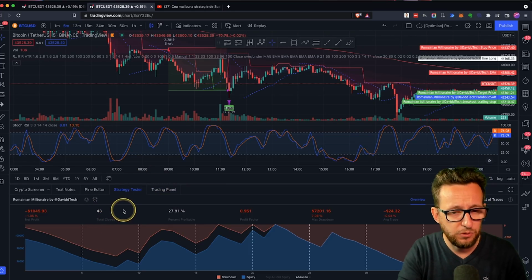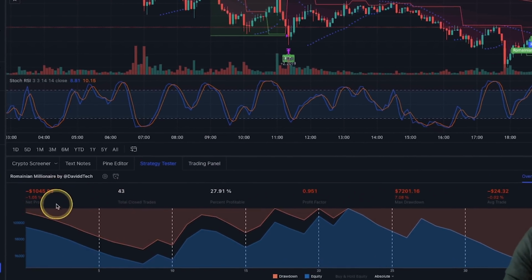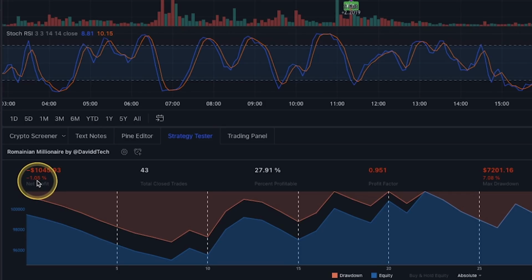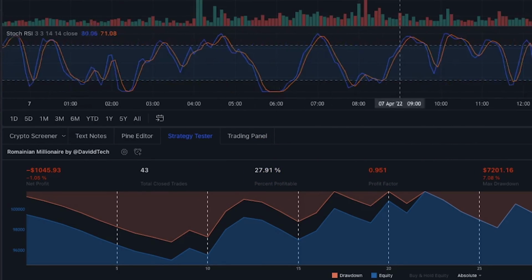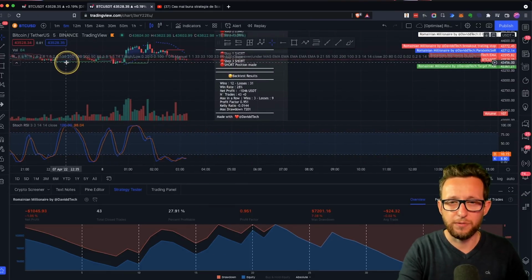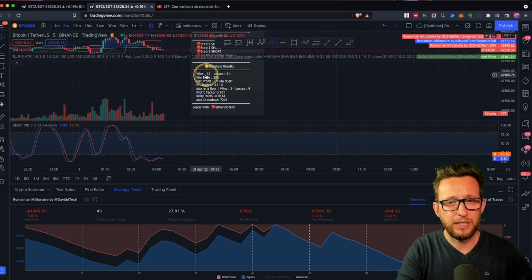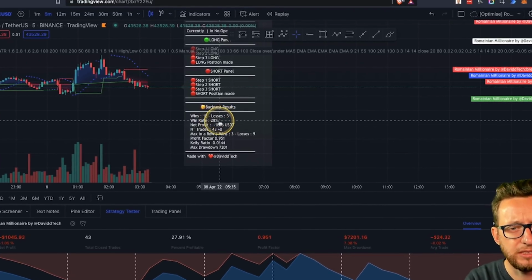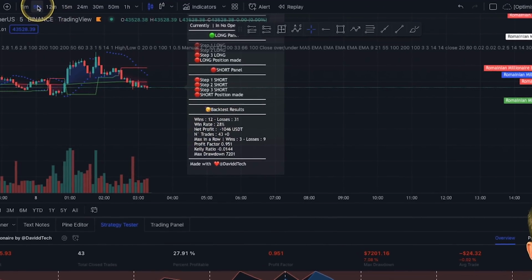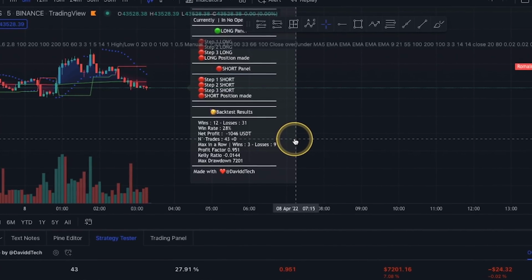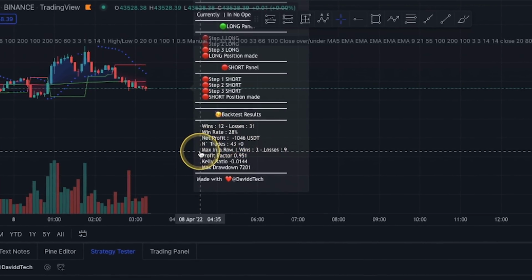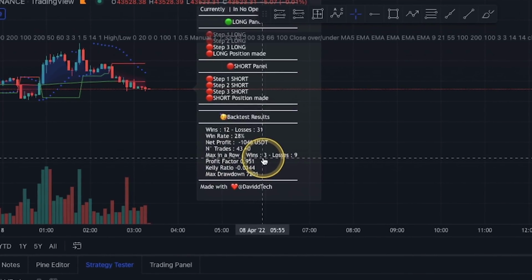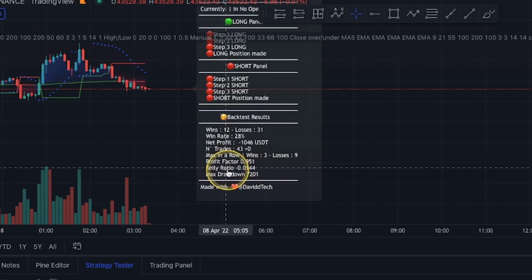But we managed to get 43 trades. Unfortunately, we lost a net profit of -1%. Profitable was 27%, and as you can see, it hasn't given the best of entries. We have a number of wins 12, a number of losses 31. Now, as I said, I'm on the 5-minute BTC USDT. Wins in a row was 3, losses was 9.